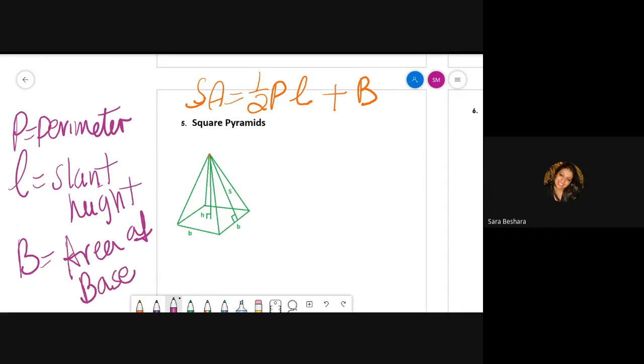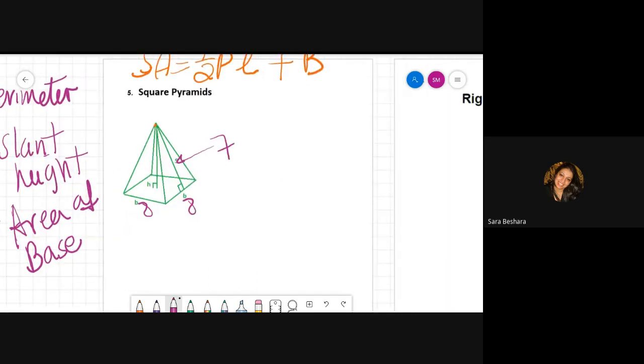And I'm only going to go over a square one. However, if it's a rectangle, remember it's L times W. If it's a polygon, the base becomes the apothem times perimeter divided by 2. But the example I have is only going to be a square pyramid. So let's say we have a square pyramid with a side that's 8 and a slant height equal to 7. What is the surface area of that square pyramid?